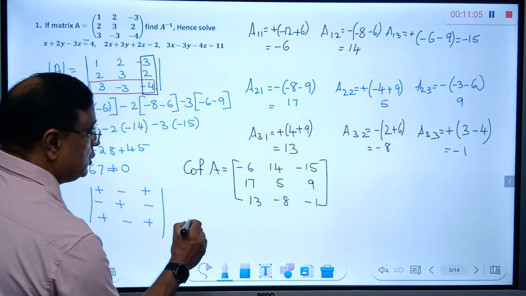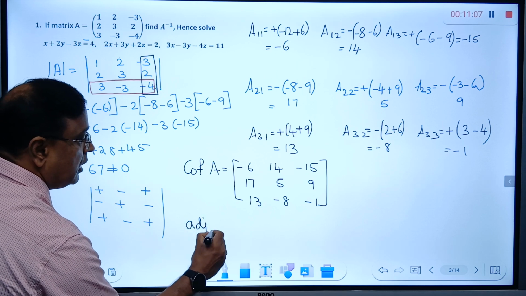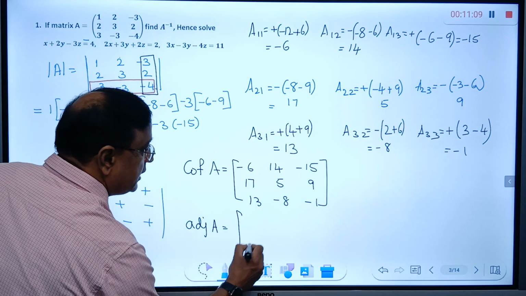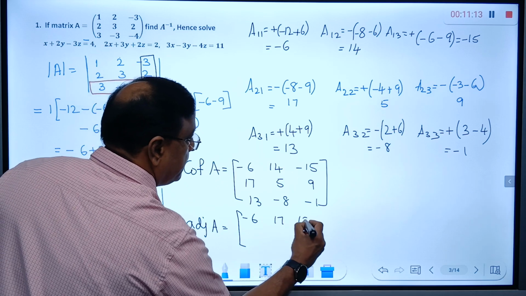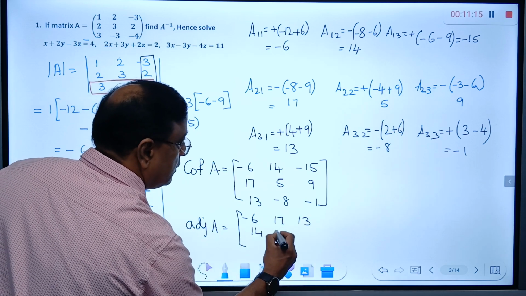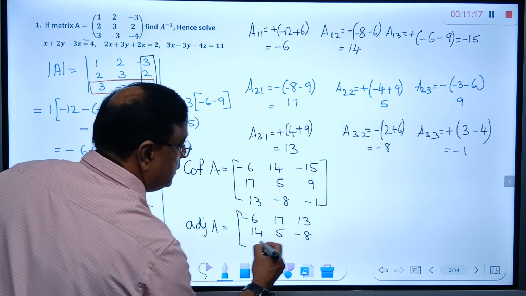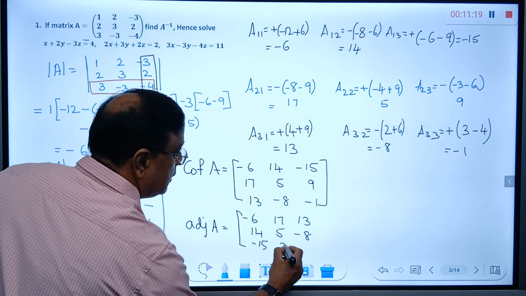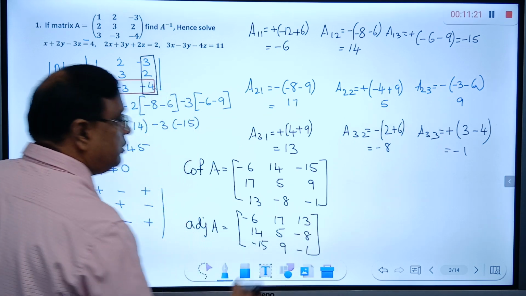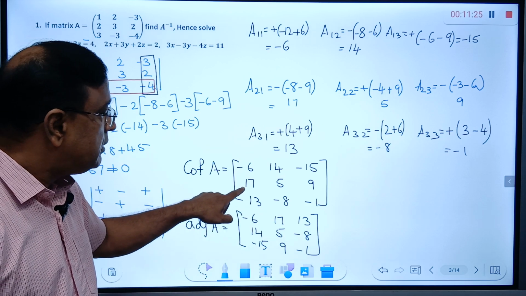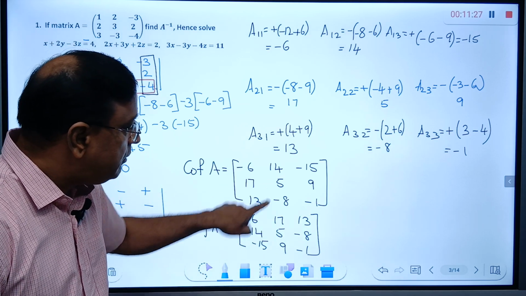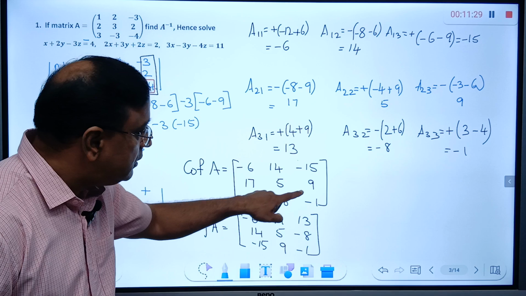Now how do I find the adjoint of A? The adjoint of A is the transpose of the cofactor. So it is minus 6, 17, 13, 14, 5, minus 8, minus 15, 9, minus 1. All that you need to do is interchange rows and columns.